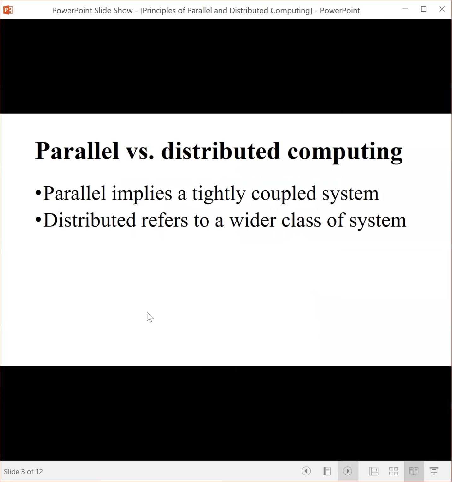After that, we have to see parallel and distributed computing. In previous classes we also saw what parallel and distributed computing is. In the slide itself, I noted that parallel is a tightly coupled system. Sometimes parallel and distributed computing are used interchangeably. Both can be referred to as tightly coupled, but there is a slight difference. Distributed computing covers a wider range of systems, which are located in different network environments.